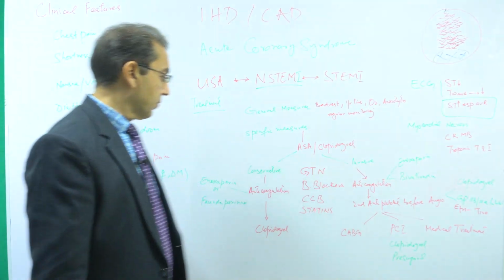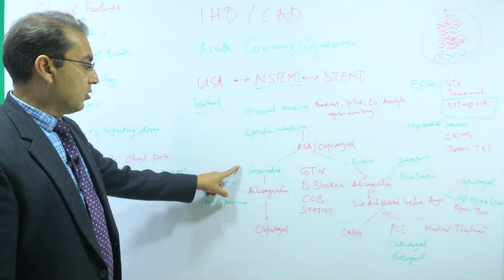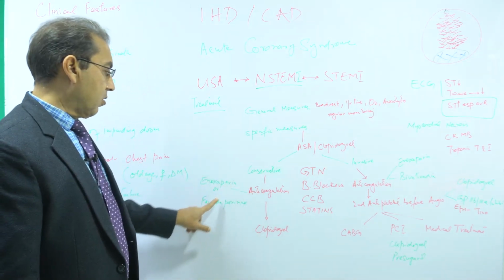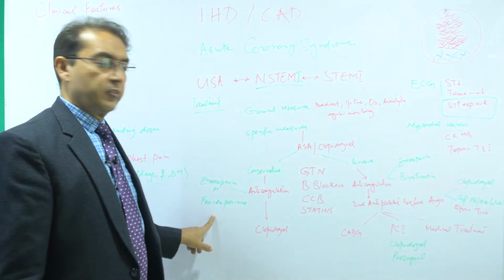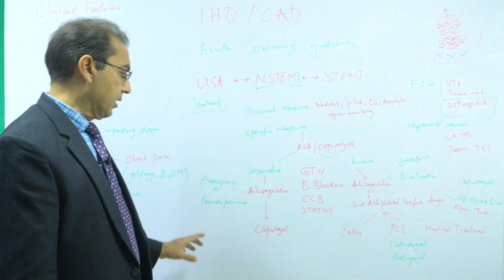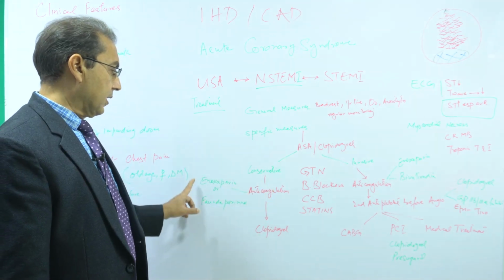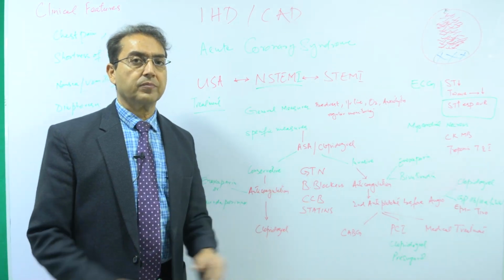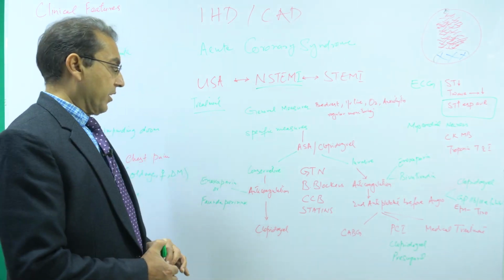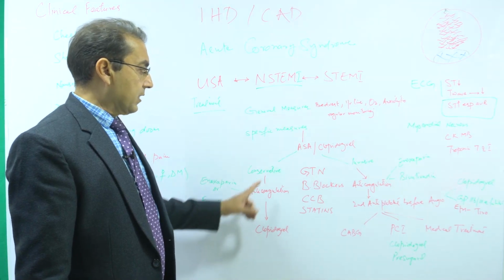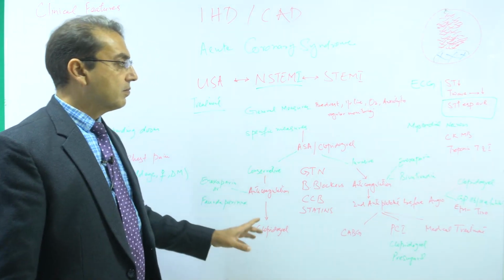Now the patients who are managed conservatively are put on anticoagulation, enoxaparin or fondaparinux. These are the drugs which can be used as anticoagulants. The unfractionated heparin is not preferred. Enoxaparin or fondaparinux are preferred over unfractionated heparin. And the patient is then continued on aspirin or clopidogrel.